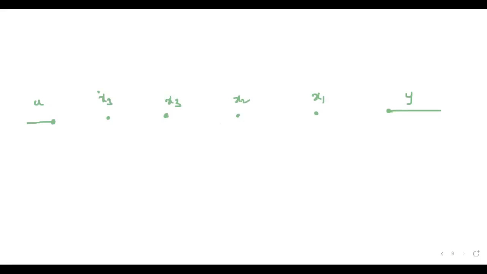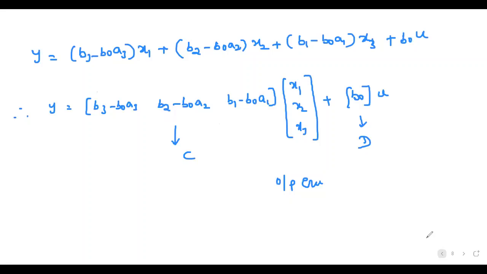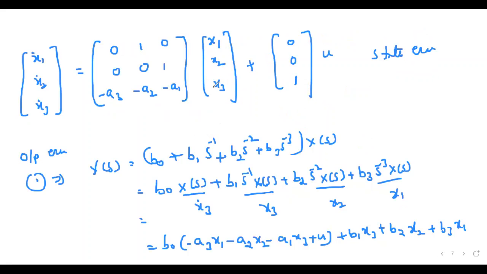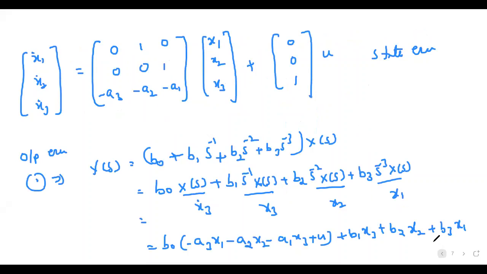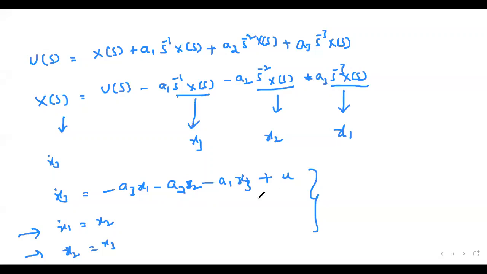Now we will draw the diagram. The output equation we will do later. First, these equations will implement the state equations. X1 dot is equal to x2, which means x2 is equal to x1 dot.